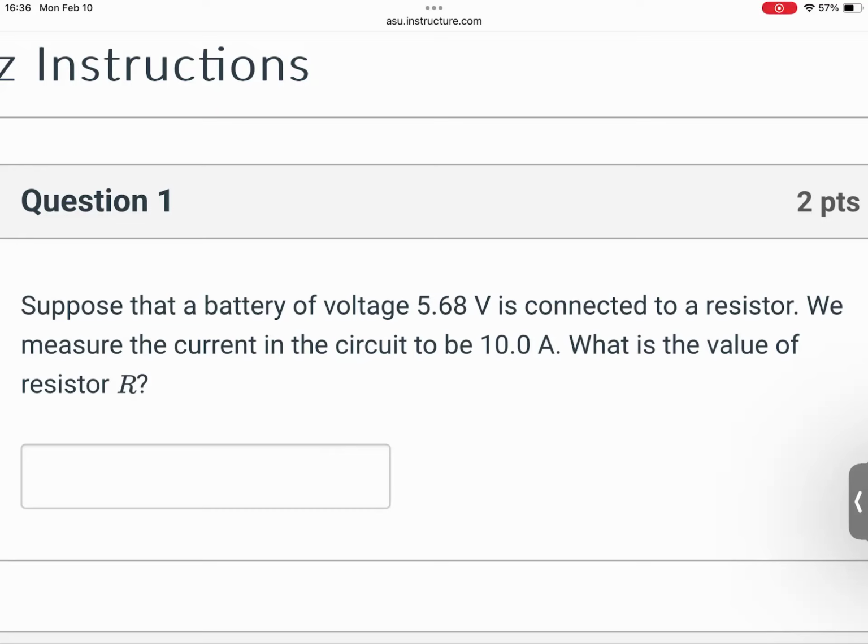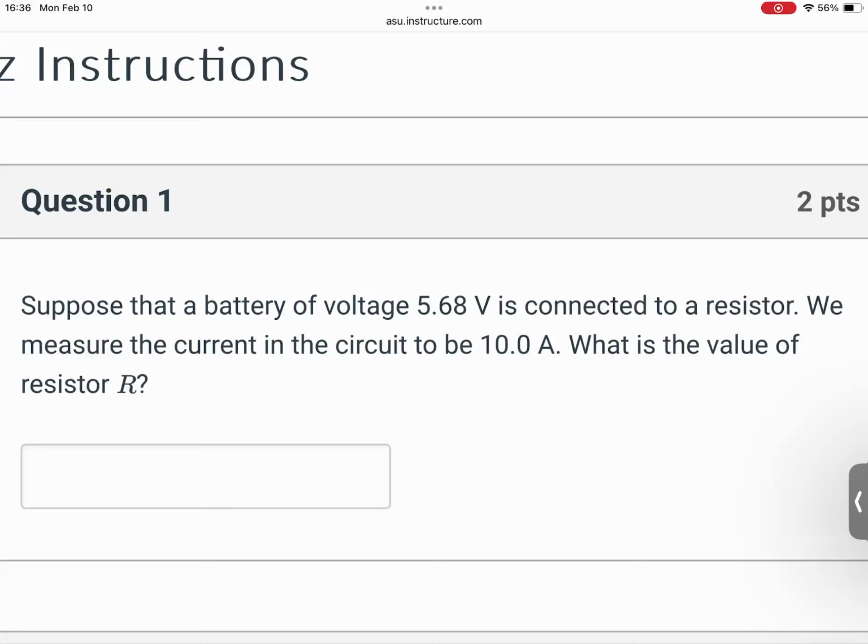I'm going to say time's up. Correct answer is 0.568 ohms. Please note, by the way, what's the voltage measured in? What's the current measured in? So can the answer be amps or volts? Think about that for a second.